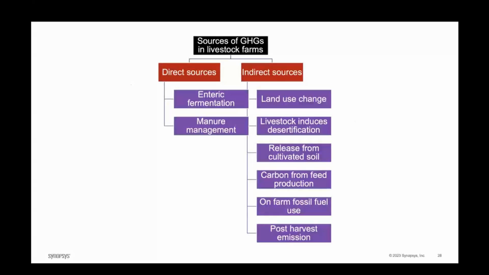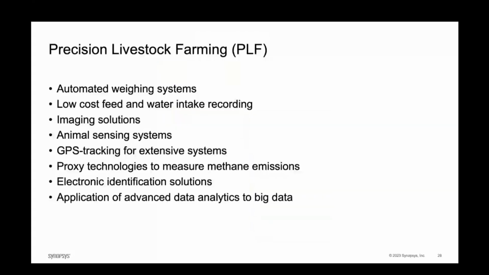So this is a livestock farm. We have direct sources of emissions and indirect sources: the enteric fermentation, the manure management, land use change, livestock-induced desertification, release from cultivated soil, carbon for food production and for water. So we have different sources of emissions for livestock farming.